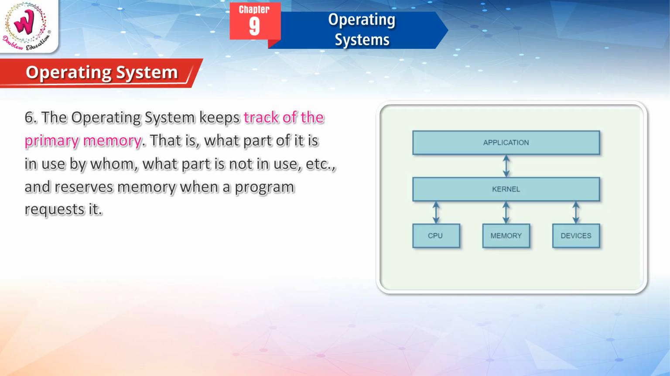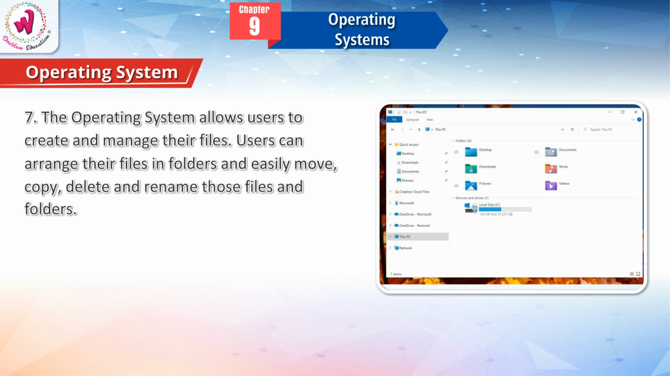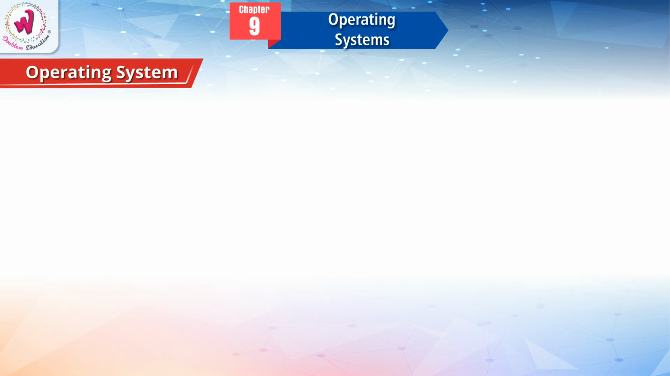6. The operating system keeps track of the primary memory, that is, what part of it is in use by whom, what part is not in use, etc., and reserves memory when a program requests it. 7. The operating system allows users to create and manage their files. Users can arrange their files in folders and easily move, copy, delete, and rename those files and folders.